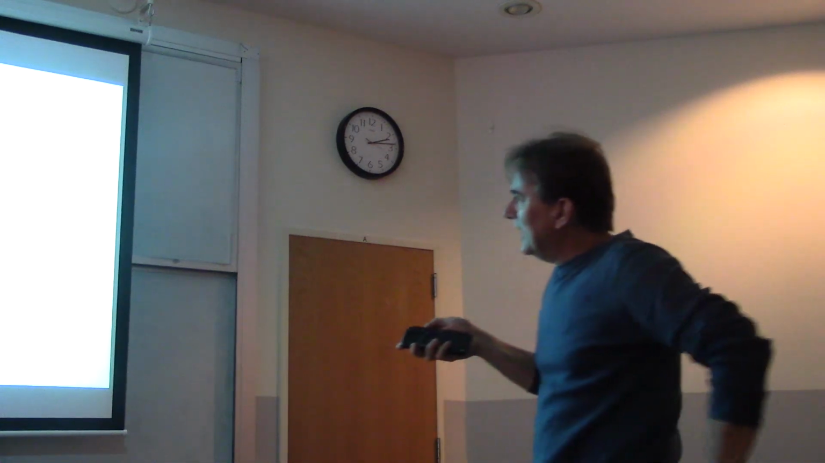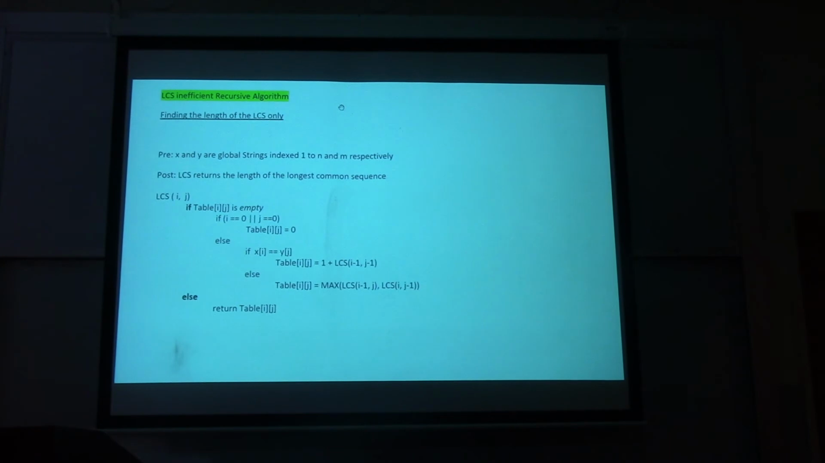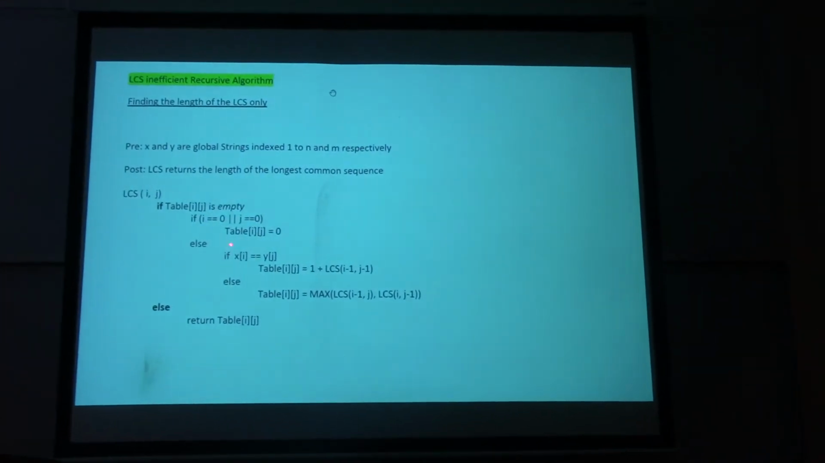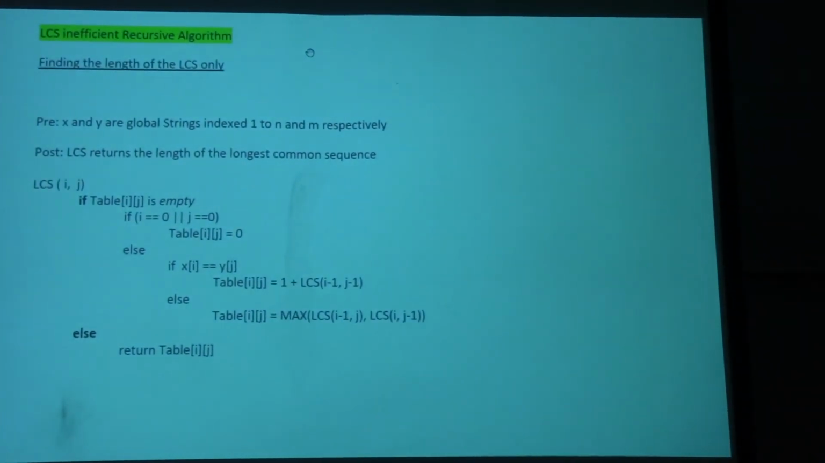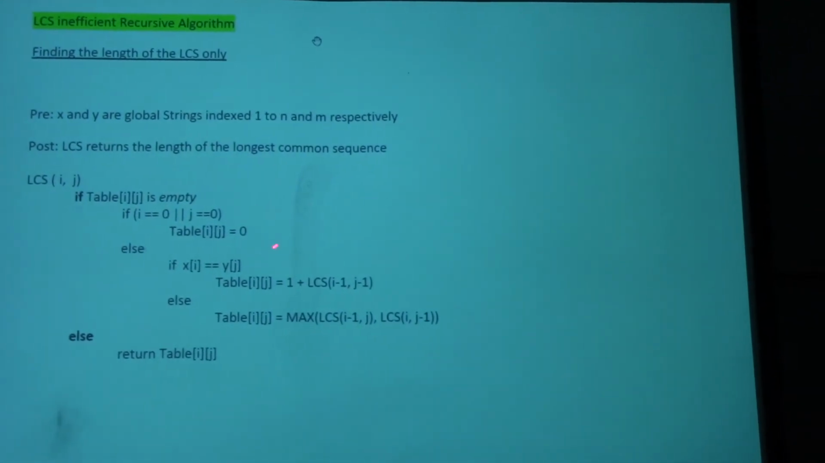And same thing here. So, for LCS ij, if table ij is empty, that means we haven't set it yet. If i is 0 or if j is 0, if you are in the 0th row or the 0th column, then set it to 0.